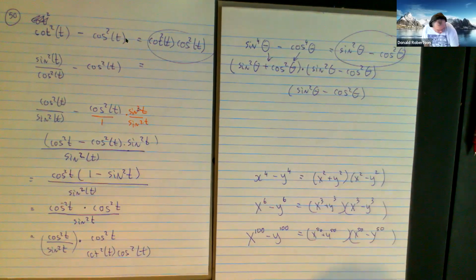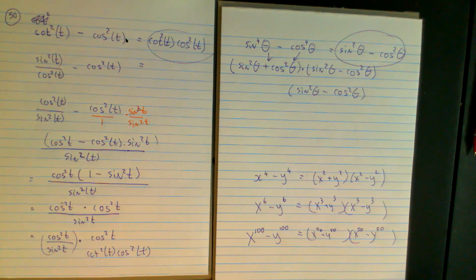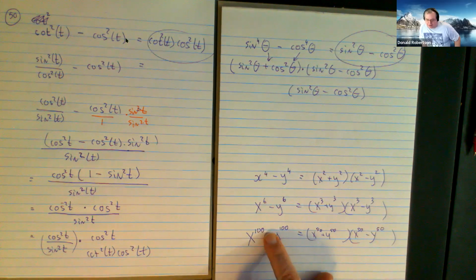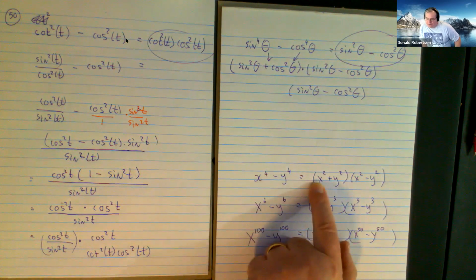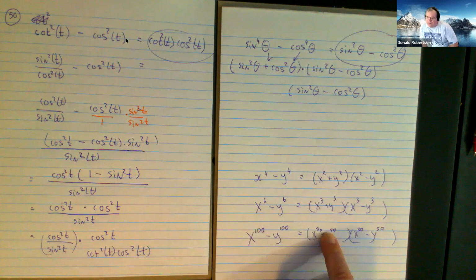For those who still can't see it, where are you getting that 50 from? Well, when you multiply exponents, you just add them together. So essentially, you just split it in half. Half of that guy, half of that guy, half of that guy. See the pattern now? 4 gets you 2, 6 gets you 3, 100 gets you 50.